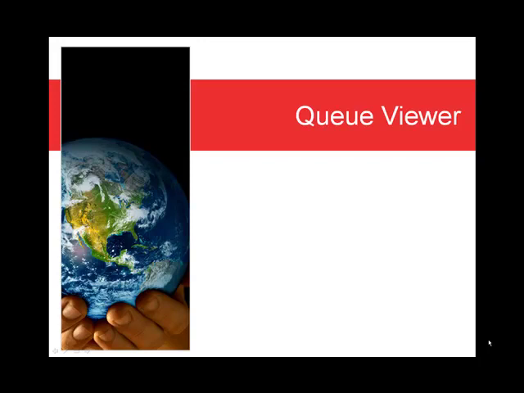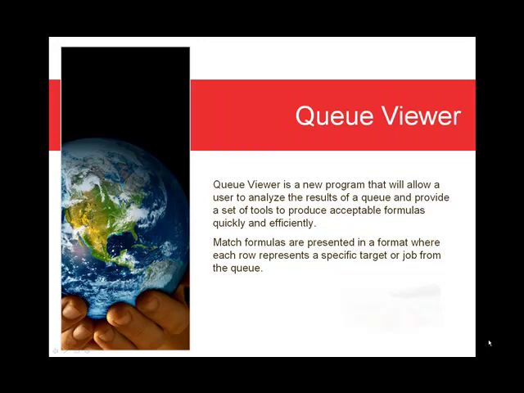In a previous video, we explained how to create and match a queue. In this video, we will teach you how to examine the results of queue matching. Queue Viewer basically shows all the matched targets and the formulas on a single screen. Let's have a look at the software and see how it works.